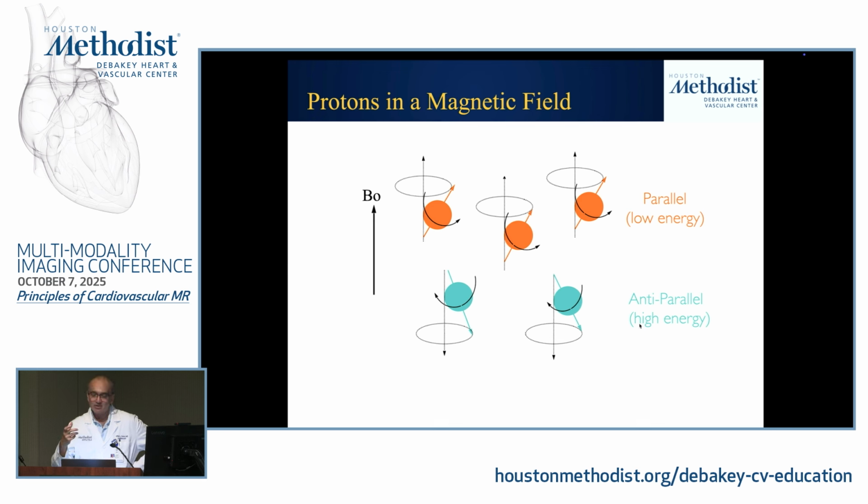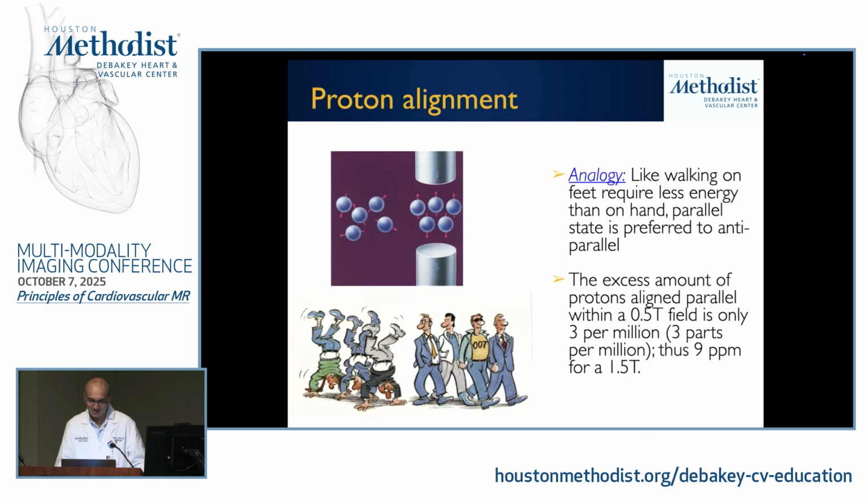The amount that line up positive, the net excess, is directly related to your magnetic field strength. So if you go from 1.5 to 3 Tesla, then instead of a net excess of 1, in this conceptual example, you'd have 2 more protons lined up positive versus the ones that are negative. As you go to higher field strengths, more protons are lined up, and that's part of the reason why you get more signal at higher field strengths.